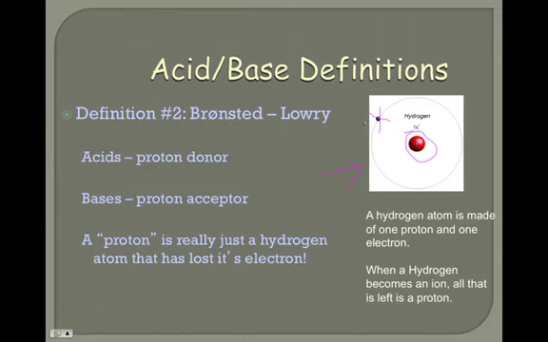So when we become a positive ion, we lose that electron, and so we can call this a proton. That means that an acid that releases H+ is really releasing a proton into the solution. A base is taking that proton out of the solution. And that's an important thing for you to realize, that that proton is really just a hydrogen atom that lost its electron.